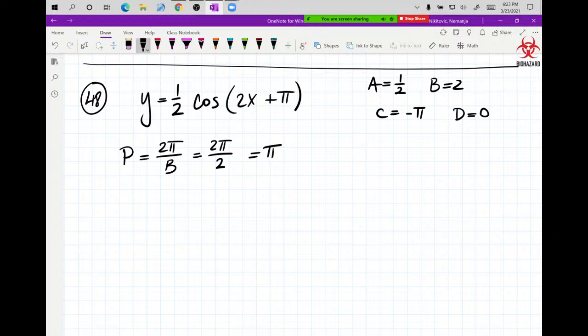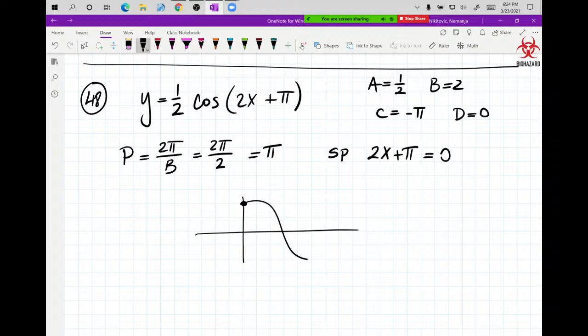And now we're going to take a look at the start point, SP. 2x plus pi is equal to what? Right? Where does it start? It should start at x equals 0, right? Because, again, let me just draw the cosine graph. Yeah, there we go. Cosine graph. This value here is x equals 0. I know it starts on a y value of 1, but that's amplitude to deal with.